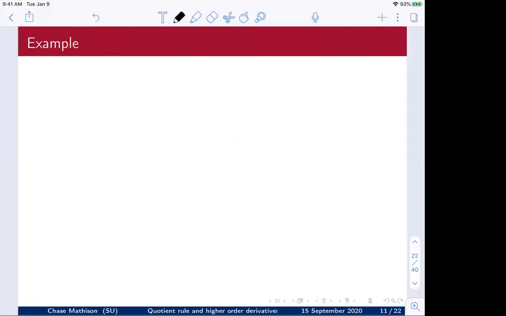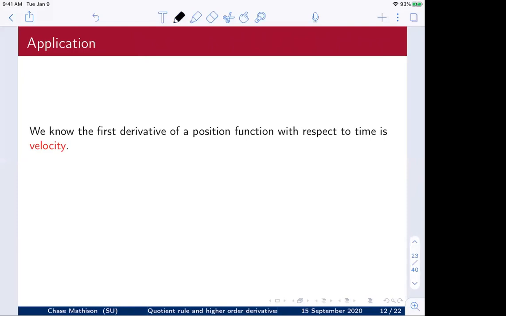Okay, so, oh, I left myself some more room. So an application of this. We know the first derivative of a position function. So again, that's a function that tells you how far something has traveled after some amount of time. We know the first derivative of a position function with respect to time is velocity, okay?